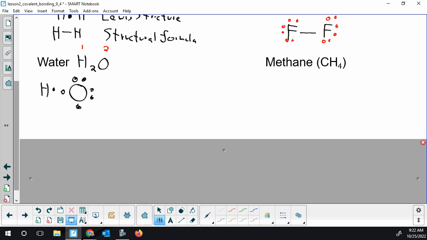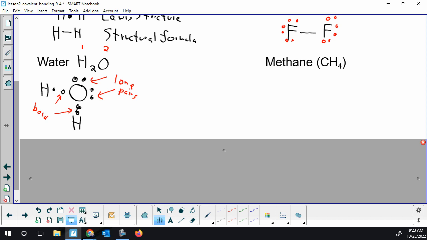Hydrogen has 1 dot. So I'm going to put one of the hydrogens to the left. I'll put the other one down. And I'm strategically locating hydrogen's single electron to make things line up. The dots that bond have to be between the atoms. So oxygen has 2 bonds. There's a bond and there's a bond. And there are 2 lone pairs.